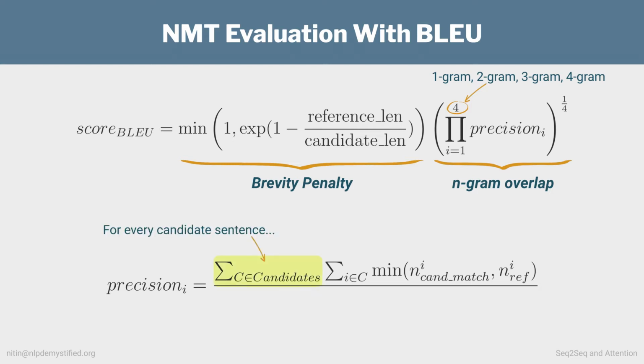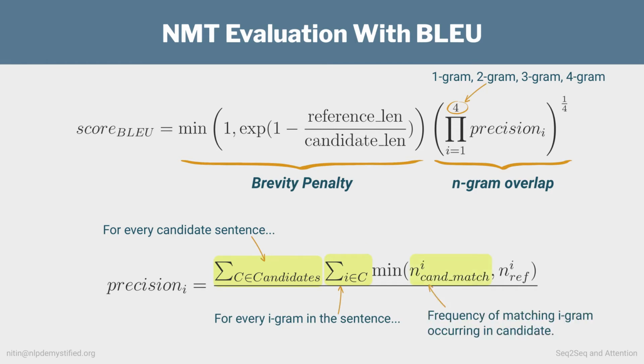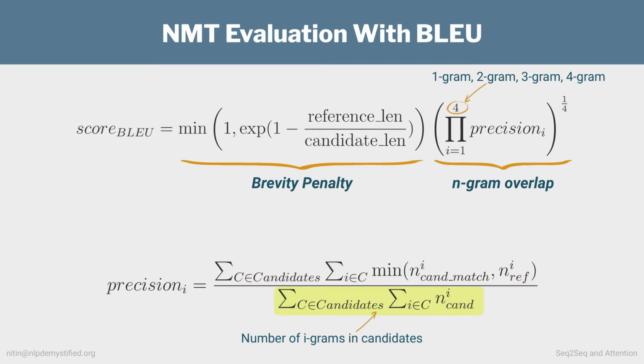So for every candidate sentence and for every i-gram in the sentence, take the minimum of either the number of times the i-gram occurs in the candidate sentence, if the i-gram is a match, or the number of times the same i-gram occurs in the reference, and we'll go through an example to clear this up and to show why min is there. That's then divided by the number of i-grams in the candidates.